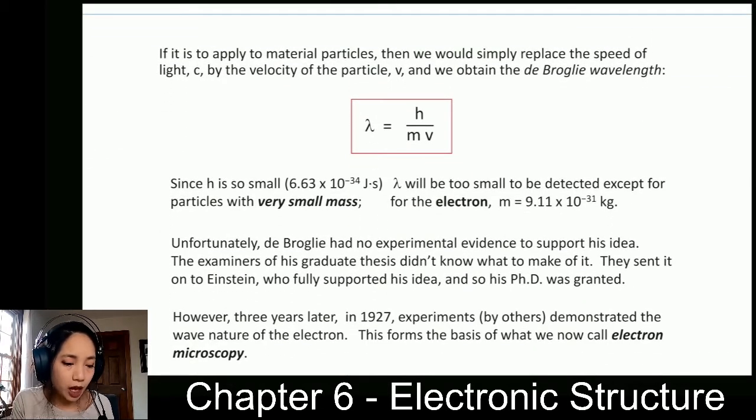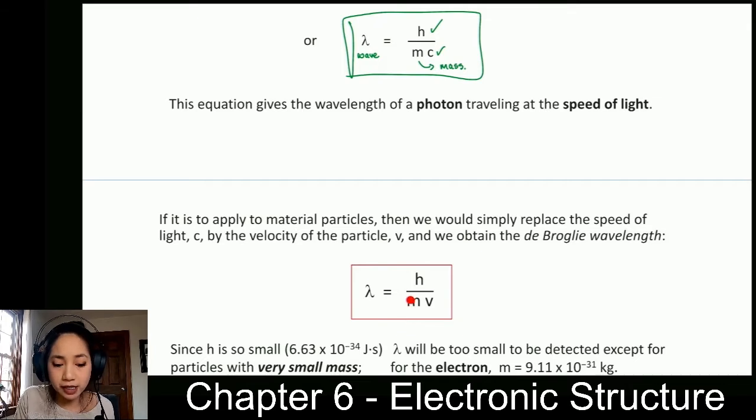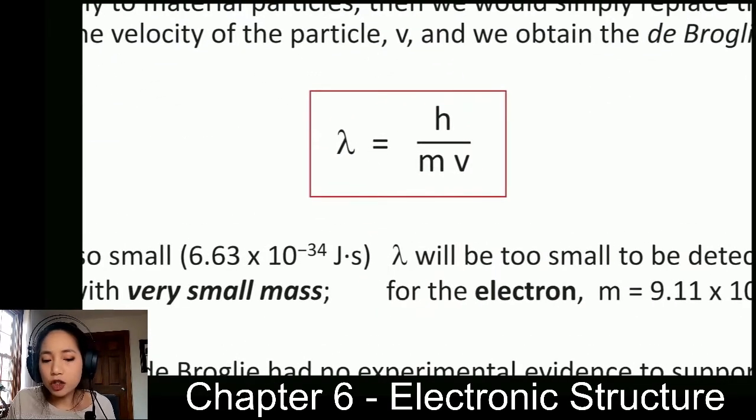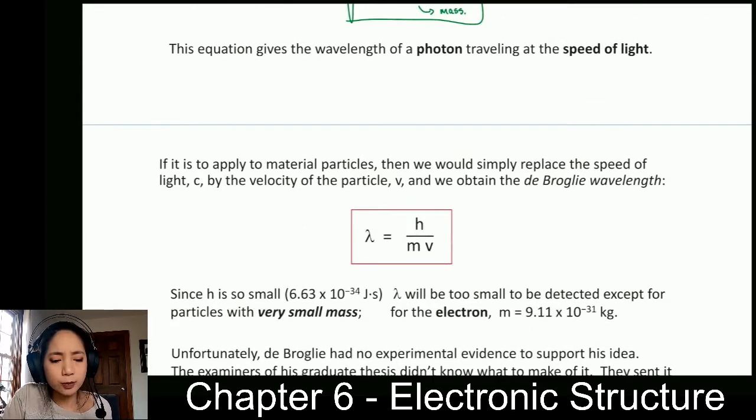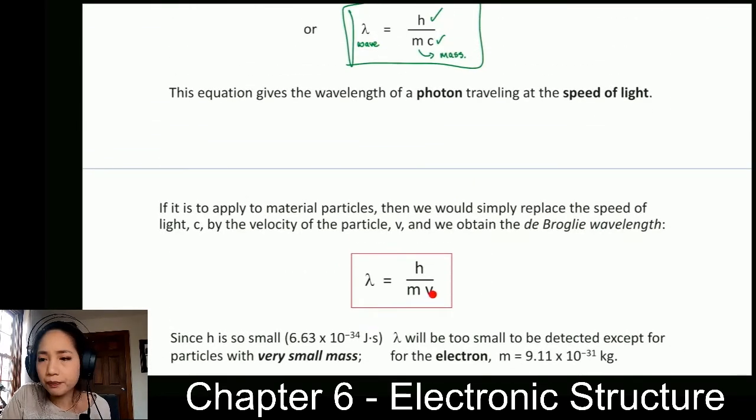If we can apply it to light, we can also apply it to materials. And that's essentially what this equation is, the de Broglie wavelength. So essentially these two equations are the same. So if you have an object moving at some velocity, we just changed c, the speed of light, to velocity, based upon a material that is moving.